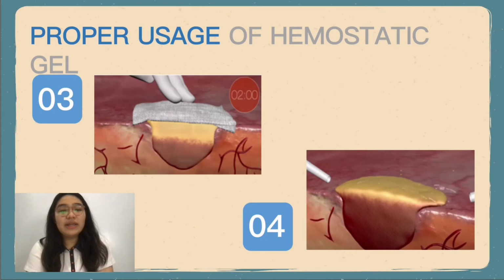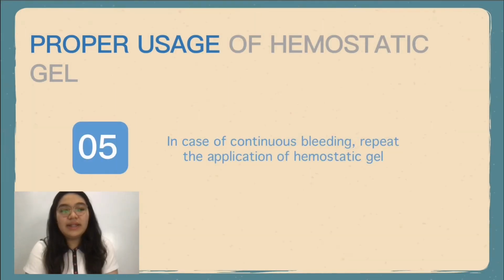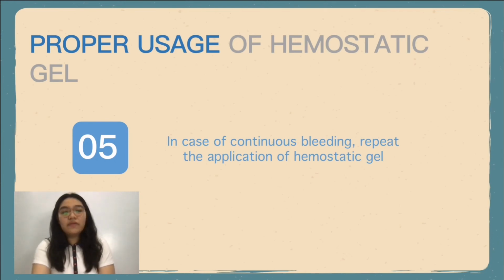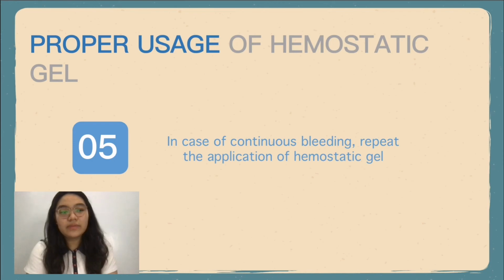Fourth, gently irrigate the excess hemostatic gel away. And lastly, in case of continuous bleeding, repeat the application of hemostatic gel. For addition of information, hemostatic gel is used in surgical procedure for hemostasis when it's not controllable with vessel ligation, pressure application, or electrocautery.